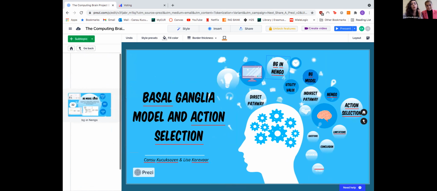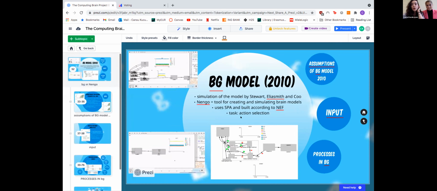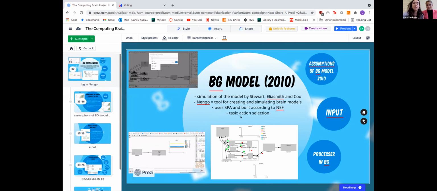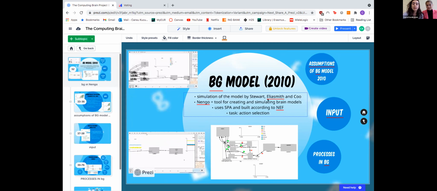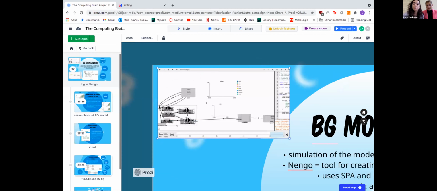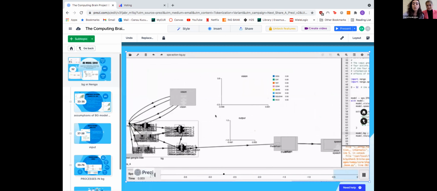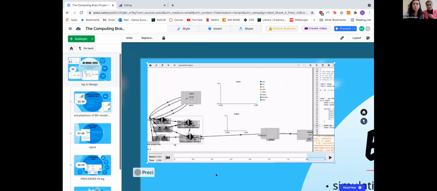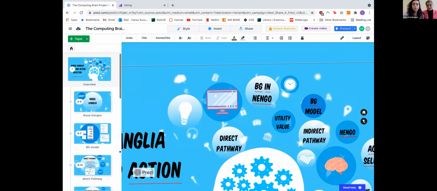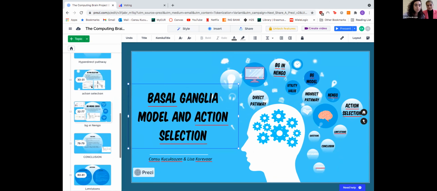And then we move on to how this is implemented in Nengo. So basically, Nengo is a tool for creating and simulating brain models like these. And we use the model by Stewart, Eliasmith from 2010. And so this is how we use Nengo. We enter some sort of input, and then we see how it shows the output. So we enter a value emphasizing a specific action, and then we will see what the action is here.